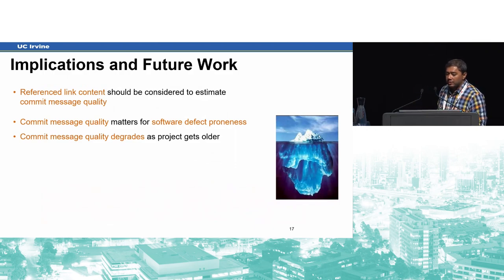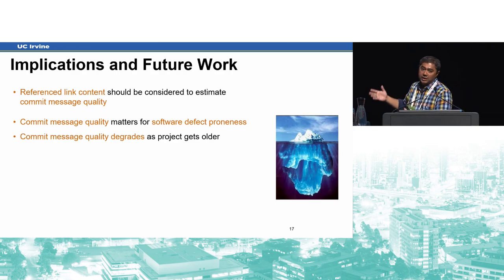Now, in terms of implications, the first one is obvious. The reference link should be considered when you are trying to measure the quality of the commit message. And of course, commit message quality, as our results showed, has an association with defect proneness. It's statistically significant, may not be very strong, but it is there. And that's essentially another factor that we should be trying to consider when we're building our defect prediction models.